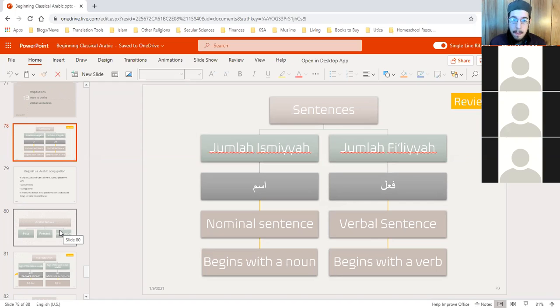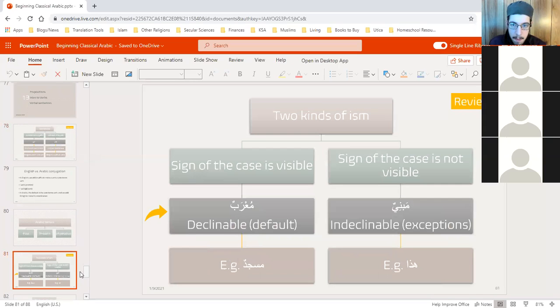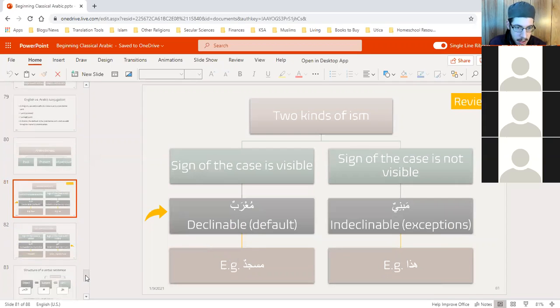Okay? So if you identify this sentence as jumla ismiya, you know that it has to have these two parts. Now we're going to a different type of sentence entirely. It's going to have completely different parts. Okay, let's look at what those parts are.